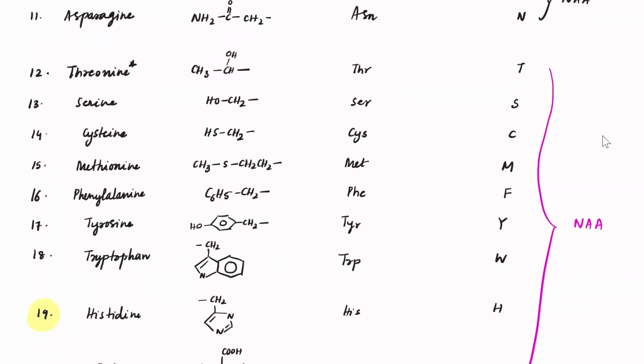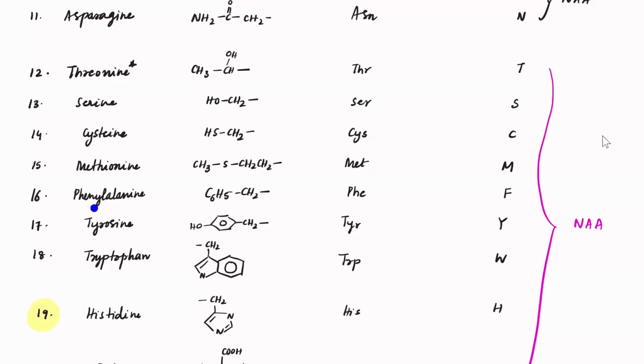Then come a few different amino acids, that include threonine and serine. Both of these are OH group linked ones. One is ethyl, one is methyl, methanol and ethanol. So threonine, THR and T, serine, SER and S. Next is cysteine. Cysteine is with SH and methionine is with SCH3. That's it. So this is cysteine, CYS and C, and methionine, MET and M.